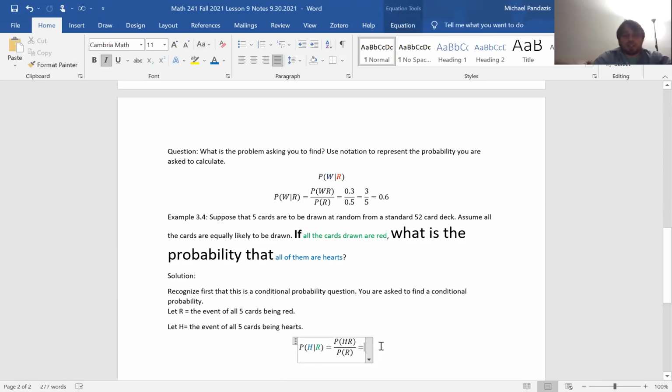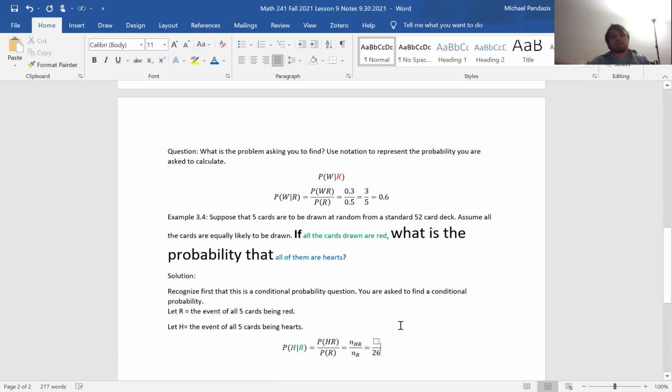Okay, so the probability of H and R. So it's the probability that a card is both red and hearts. So remember, we can simplify this to the number of hearts that are red divided by the number of red. And so I usually like to do the easy part first. So the number of red cards is 26 because half the deck is red, right?